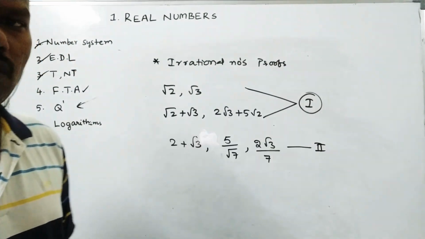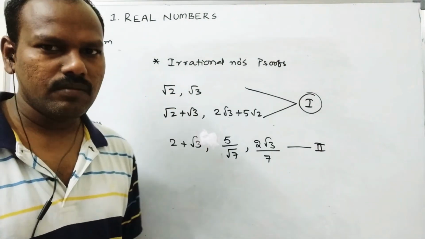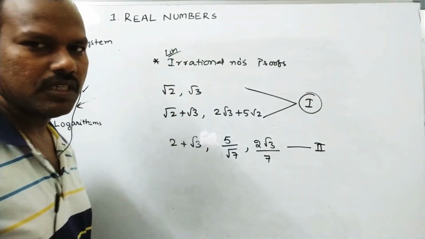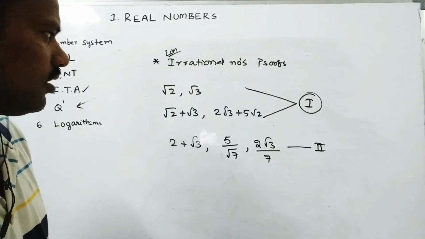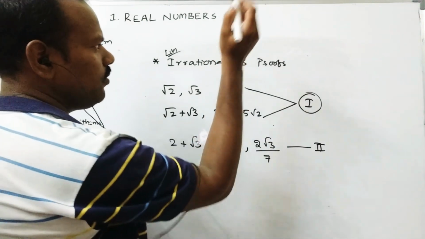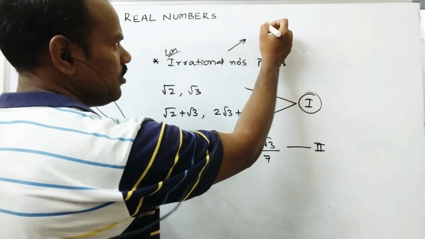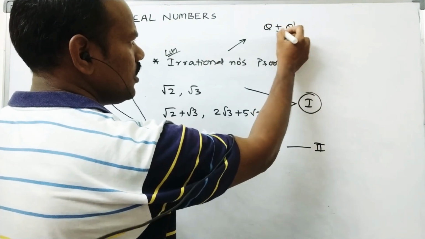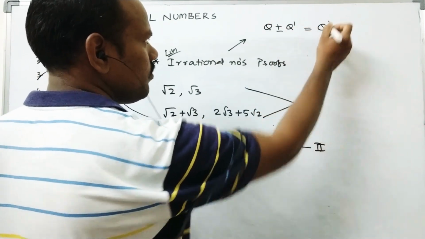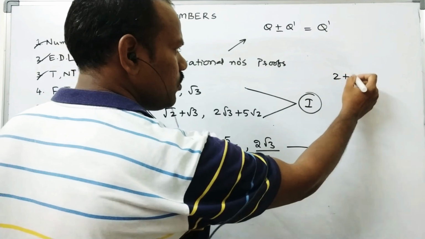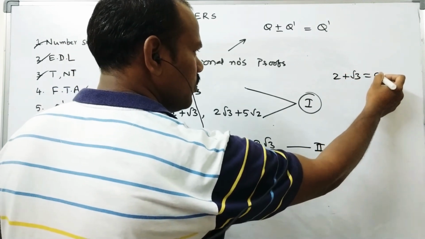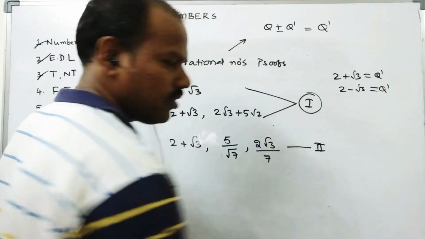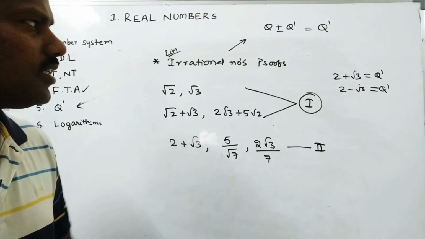Okay, so now let us see irrational number proofs, which is a very important, definitely 4 mark question, in most of the cases. So you have to know that a rational number plus or minus an irrational number is always an irrational number only. Example, 2 plus root 3 equal to irrational only, and 2 minus root 3 is also irrational only. Addition or subtraction always gives an irrational number.